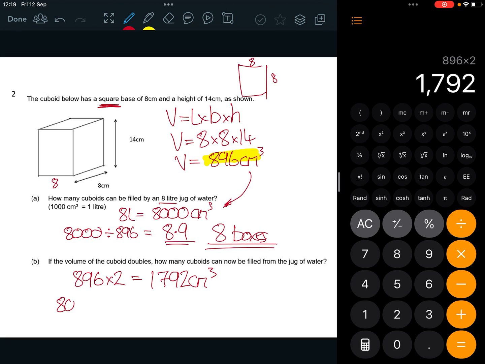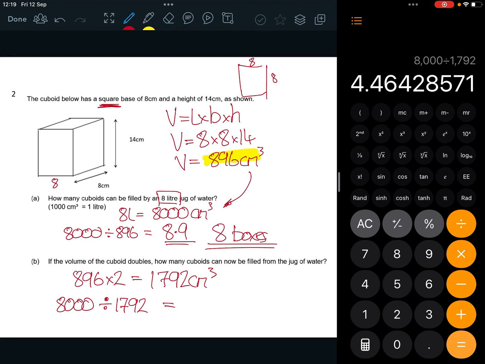So we're going to then go 8,000, because that's still all coming from this 8-litre jug. Okay, so we've doubled the size of the wee cuboids that we're filling with it. So we're going to then divide that by 1792 and see what that gives you. It should give you half of the answer that you had above eventually. So that's 4.46, and it is. So if that was 8, this is now going to be 4 boxes, or whatever the wee scenario is. Okay, so it's pretty much the exact same.